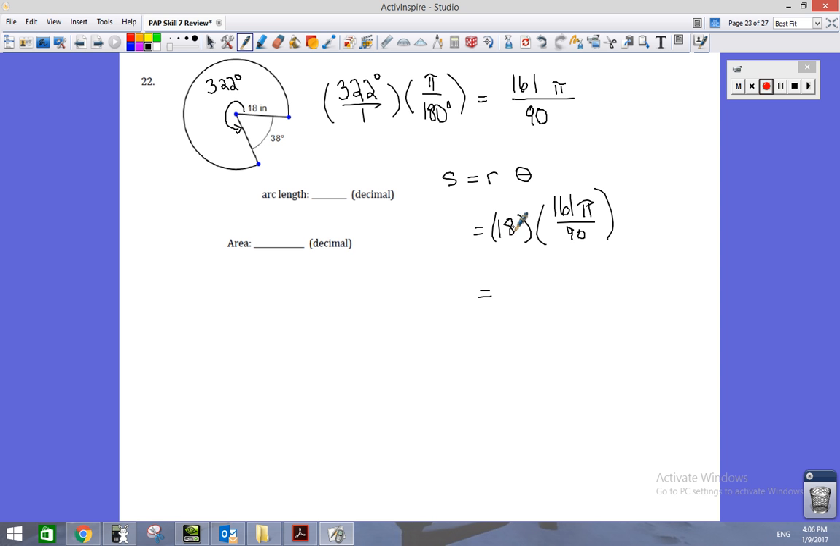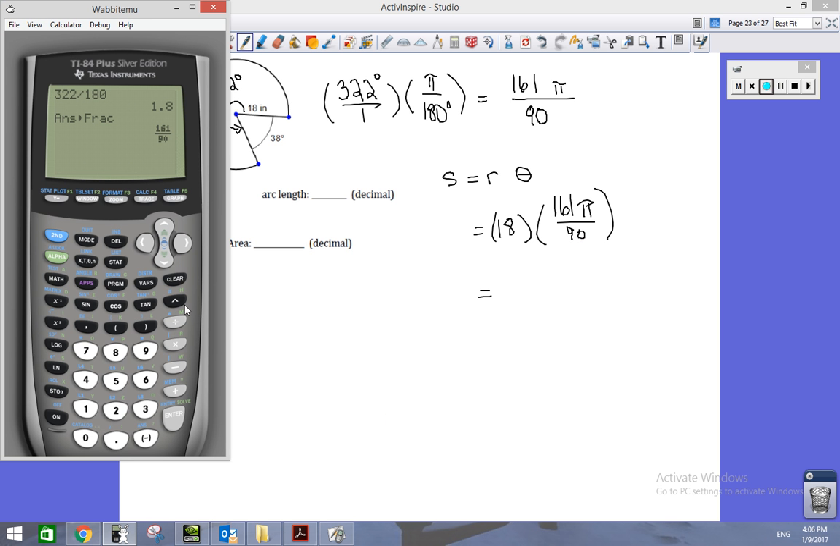9 goes into here twice. 9 goes into here 10 times. Let's use the calculator to reduce that. So let's take this 161 over 90 times 18. Oh, it kept it as a fraction. I thought I'd have to go back to that frac. So I've got 161 pi over 5, and that's in inches.